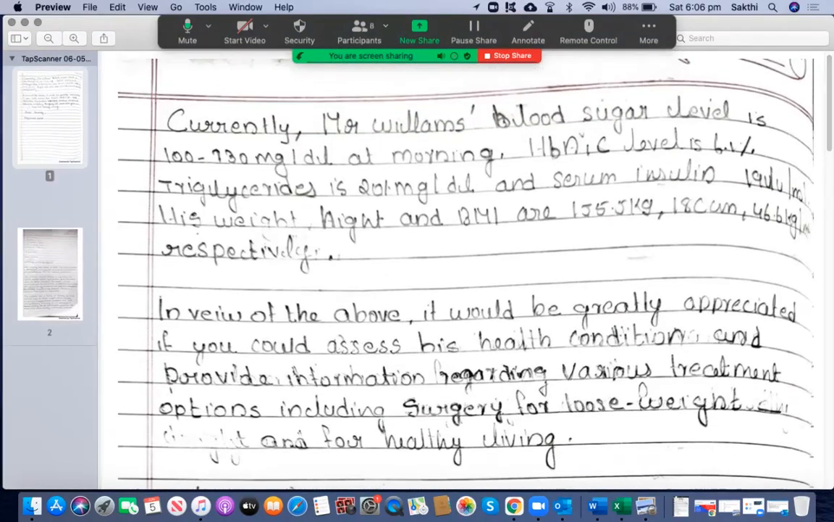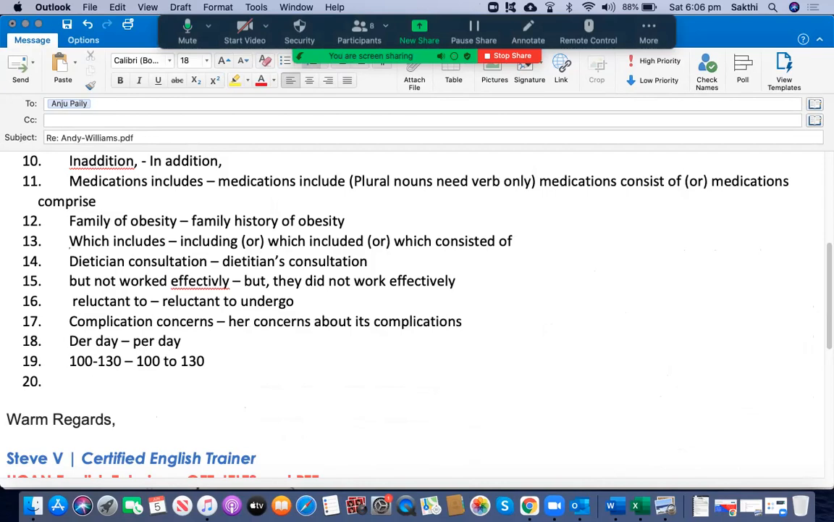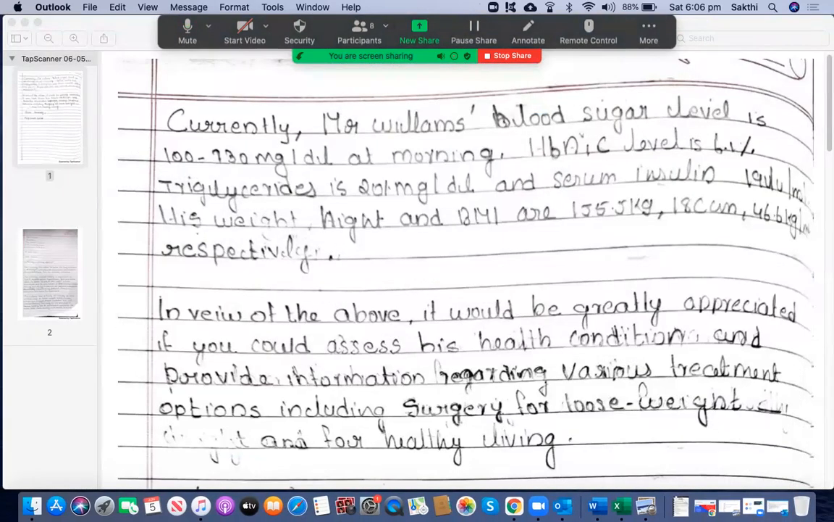Currently, Mr. Williams' blood sugar level is 100 to... I told you, right? These kinds of symbols should be removed. It needs to be "to". So it's 100 to 130. Isn't that the range? Yes. So you should have written 100 to 130. Whatever the range, you should say 100 to 130. You should use "to", not a hyphen.